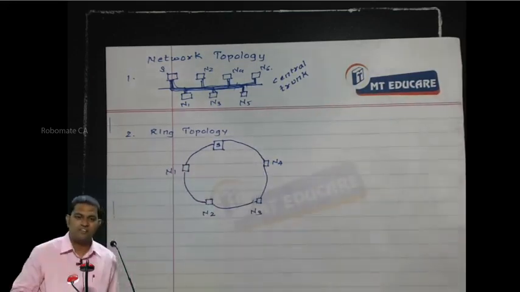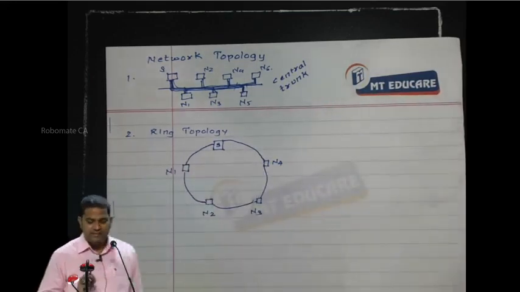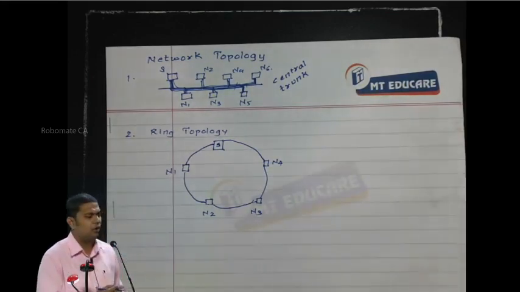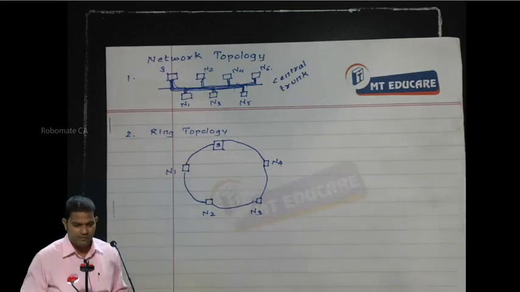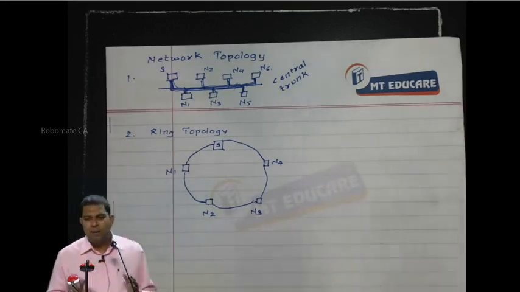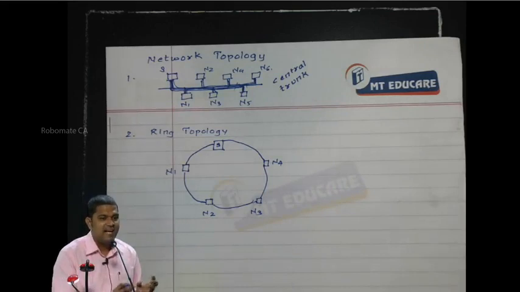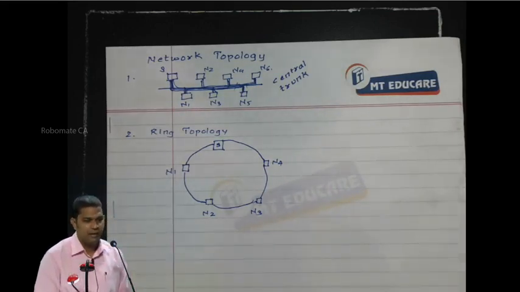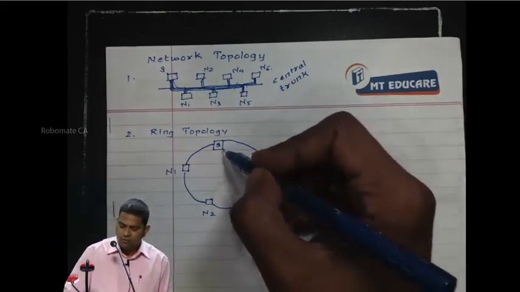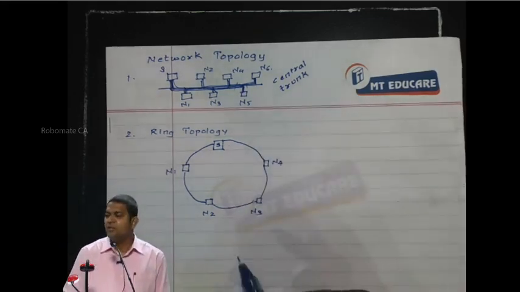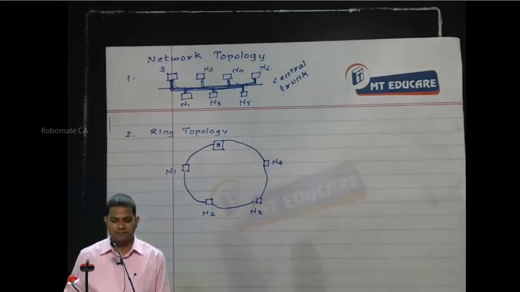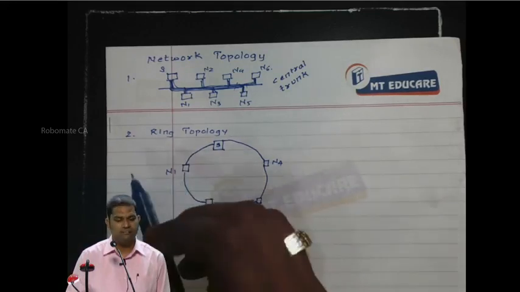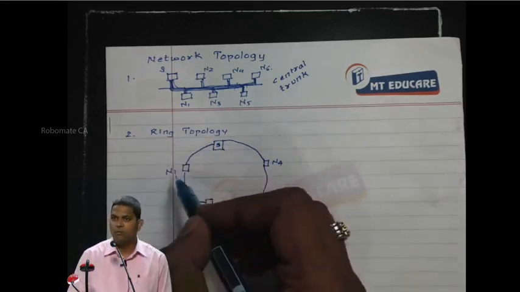Now how will the data be transferred then? Data is transferred in ring topology using a concept of token passing method. Here, data is passed in the form of data packets, and a tag will be attached to that particular packet. Now, suppose server wants to transfer data to N3. So, server will put the tag of N3 and it will send the data. It can send data only to N1. So it is sending the data to N1.